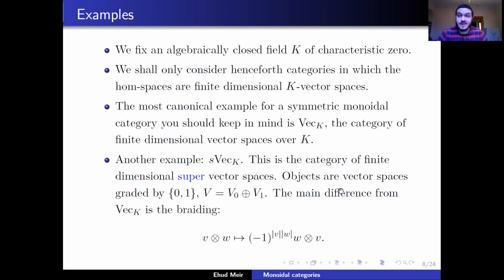And the main difference from the category of vector spaces is that the braiding is different. It changes by a sign. So when we take V tensor W, let's say that both V and W are in degree 1, in V1 and in W1, we don't just send it to W tensor V, we send it to W tensor V multiplied by (-1) to the degree of V times the degree of W, which, if they're both in degree 1, will be just minus W tensor V. Okay, so this is an example of a slightly different braiding, though when we think of vector spaces, it's very clear how to do this transition. There are, sorry, other ways to do it as well.